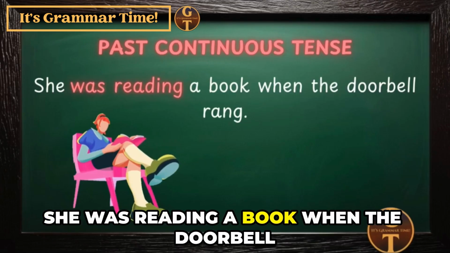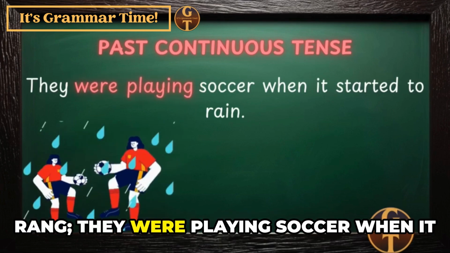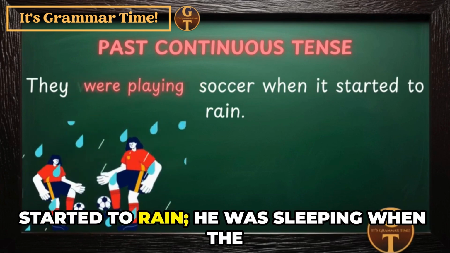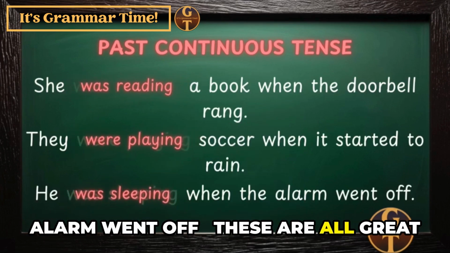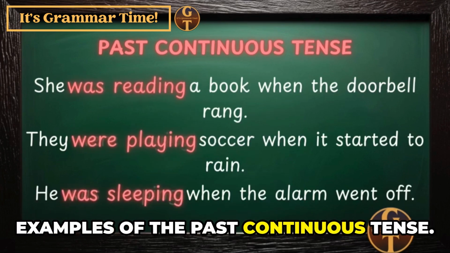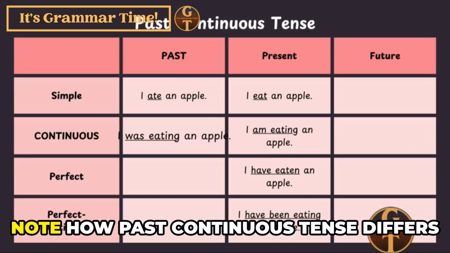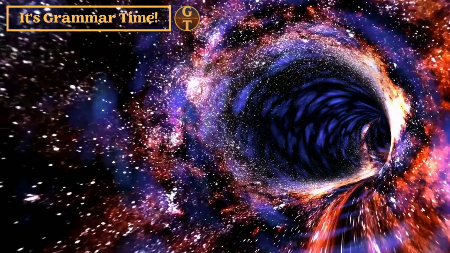She was reading a book when the doorbell rang. They were playing soccer when it started to rain. He was sleeping when the alarm went off. These are all great examples of the past continuous tense. Note how past continuous tense differs from other tenses.